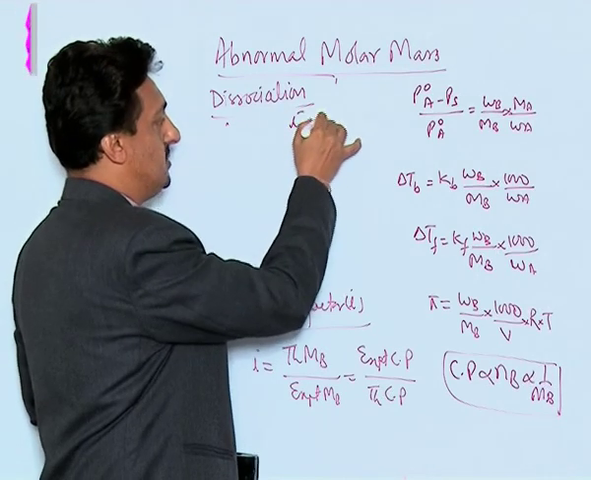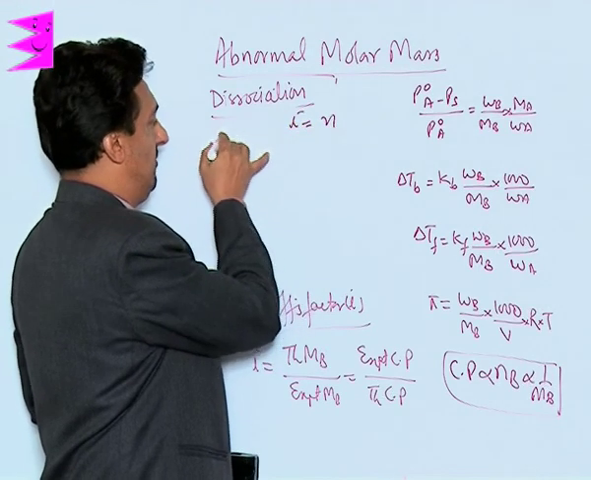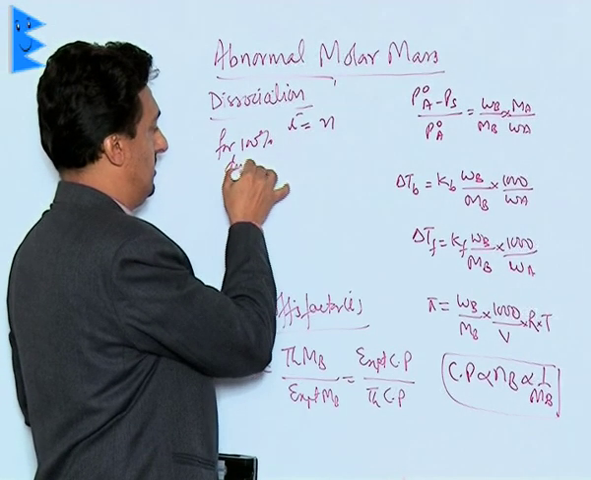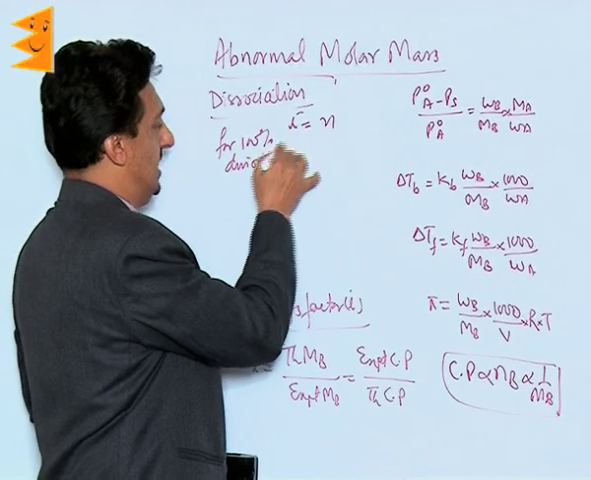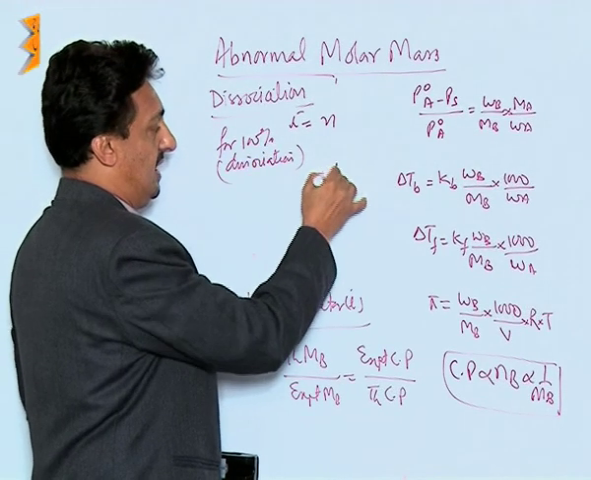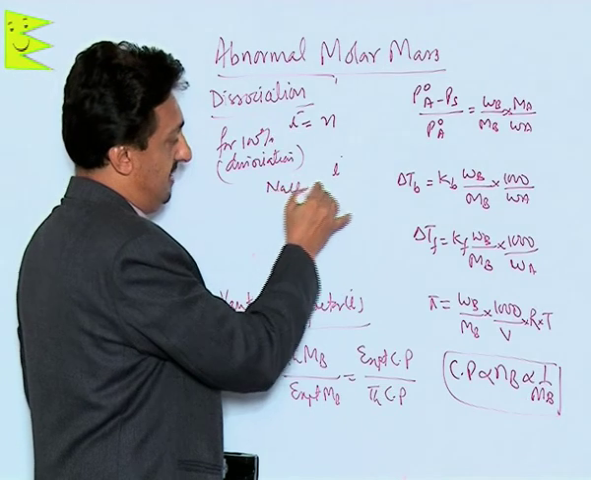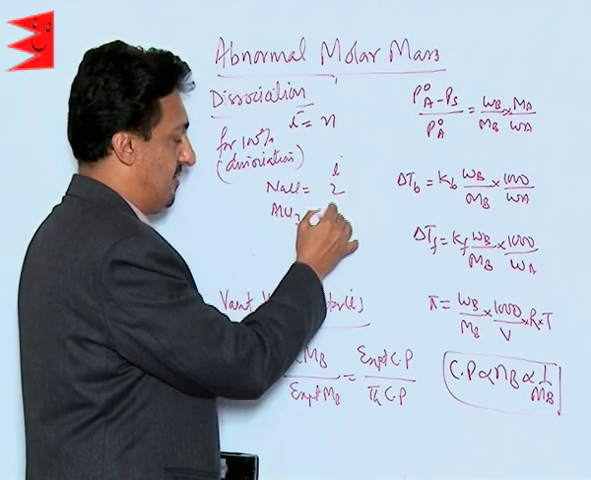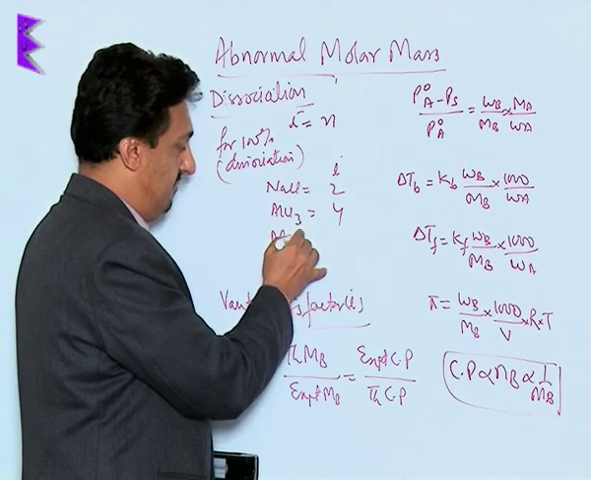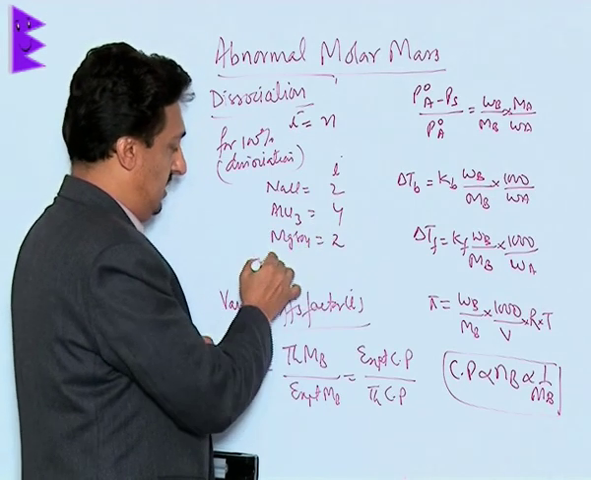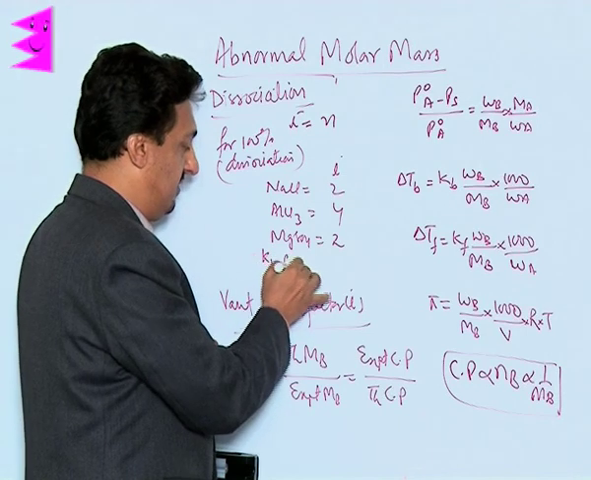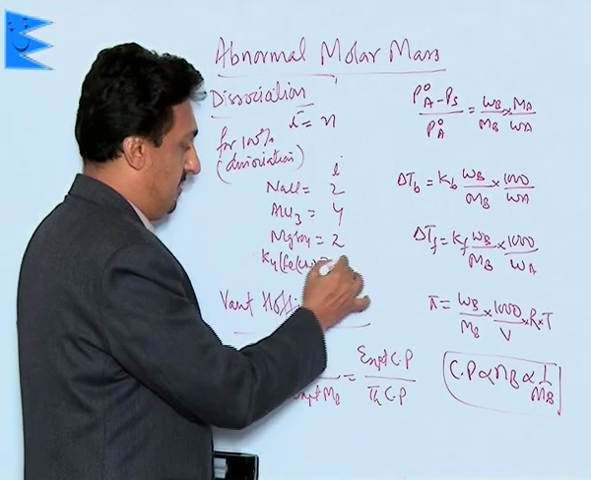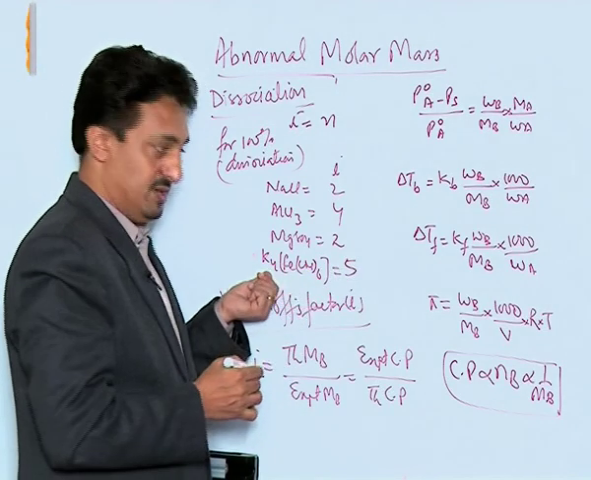will be equal to n for 100% dissociation. Therefore, the i for NaCl will be equal to 2, for AlCl3 solute it will be 4, for MgSO4 it will be 2, and for K4Fe(CN)6 like solutes which are actually complexes, it will be 5 because 1 is this complex and 4 are potassium.